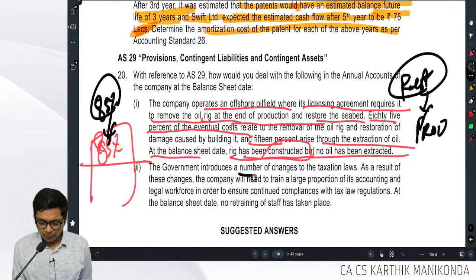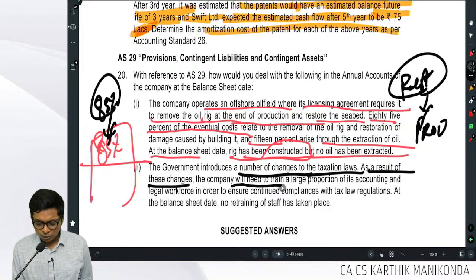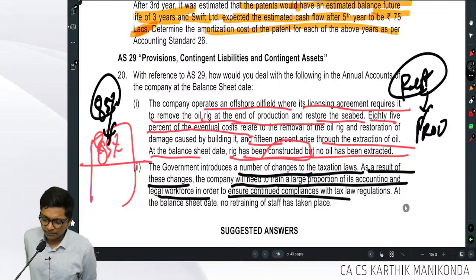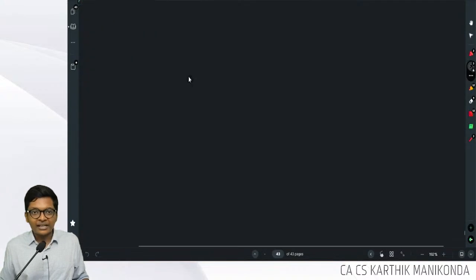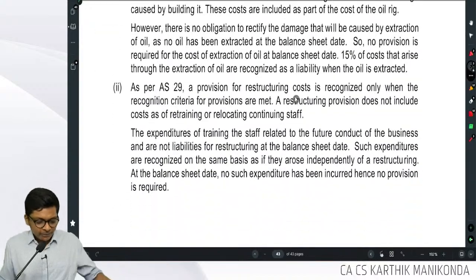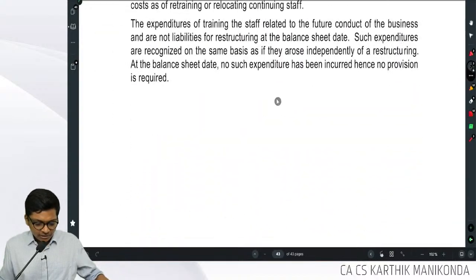Government introduced a number of changes in taxation laws. As a result of these changes, the company will need to train a large portion of its accounting and legal workforce in order to ensure continued compliance with tax regulation. As of the balance sheet date, no staff training has been done. So why will I create a provision? Let's go look at the answer.